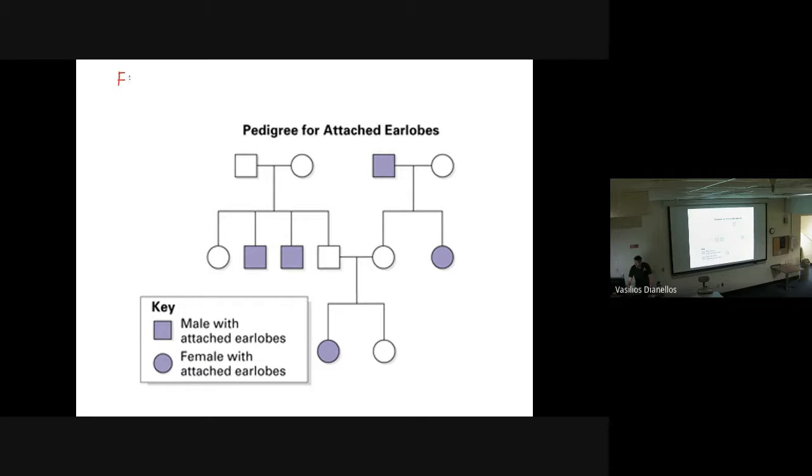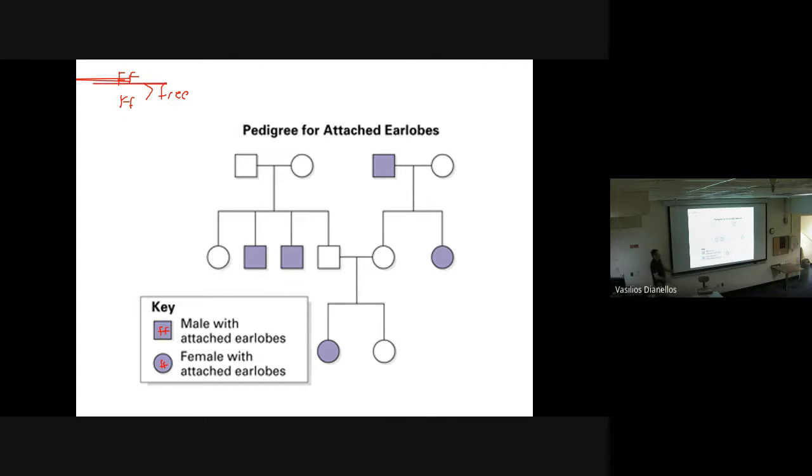So we know big F, little f, that's free earlobes, right? If you can read it with all that garbage. This means that if you have the attached earlobes, that is the recessive trait. Little f, little f. So let's really quickly go through this.